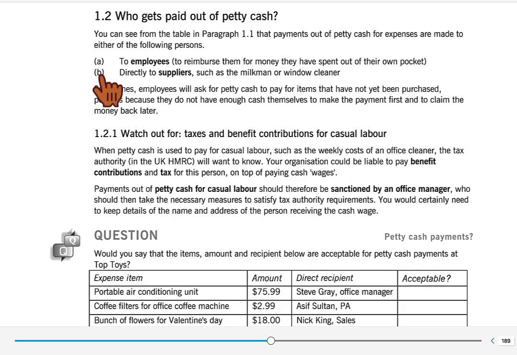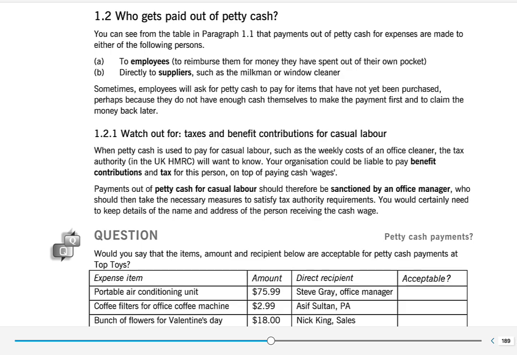Part 3. Payments directly to suppliers. The second group that can be paid out of petty cash is suppliers. A supplier is an outside person or business that provides goods or services. Sometimes the supplier comes to the office, and the business pays them immediately using cash. For example, a milk delivery person may deliver milk to the office. The business may pay the milk delivery person using petty cash.